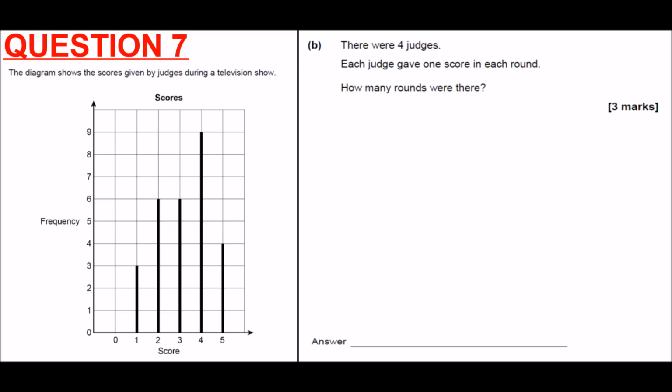For part B, we're told that there are 4 judges, and each judge gave 1 score out in each round. So if you think about that for a second, if there are 4 judges and each judge gave 1 score in each round, that means that each round, if each judge gives one score each round, and there's 4 of the judges, 4 scores are given.